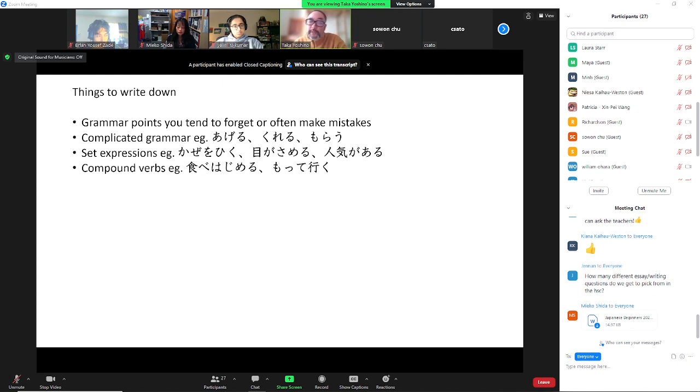And compound verbs, sometimes you can put two verbs together and form one verb. Tabe hajimeru, easy, means to start eating. Motte iku, mochimasu means to have, carry, and iku is go, carry and go, which means to bring. A little bit more complicated than the normal simple verbs. So if you can use them, that's good.